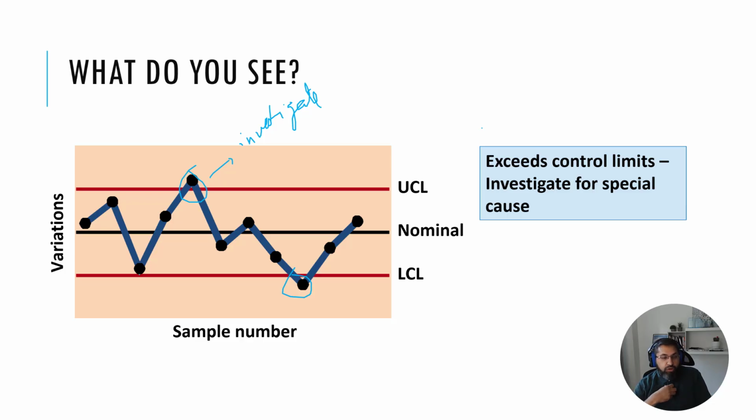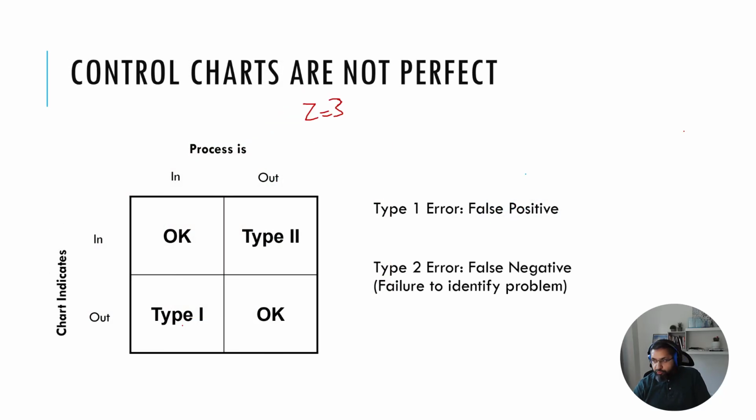So if you conclude, looking at the control chart, that there's special cause variation, but there really is not, it's just normal variation, just an unlikely freak event that happened, then that's called a type 1 error. That's a false positive, because the control chart said we're out of control, but we're actually not. The other type of error is a false negative.